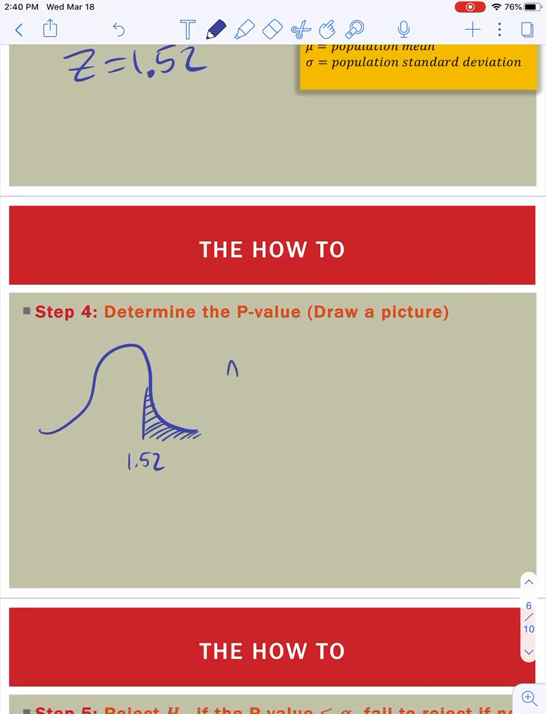So I'm going to draw a picture. I'm going to go to the right. So it's going to be normal. And again, I went to the right because it was a greater than in the alternative hypothesis. If it was a less than, I would have gone to the left. So normal CDF, 1.52 to the right, 10, 0, 1. And let's see what we get. I go to my calculator, normal CDF, 1.52, 10, 0, 1. I get an answer of 0.064.